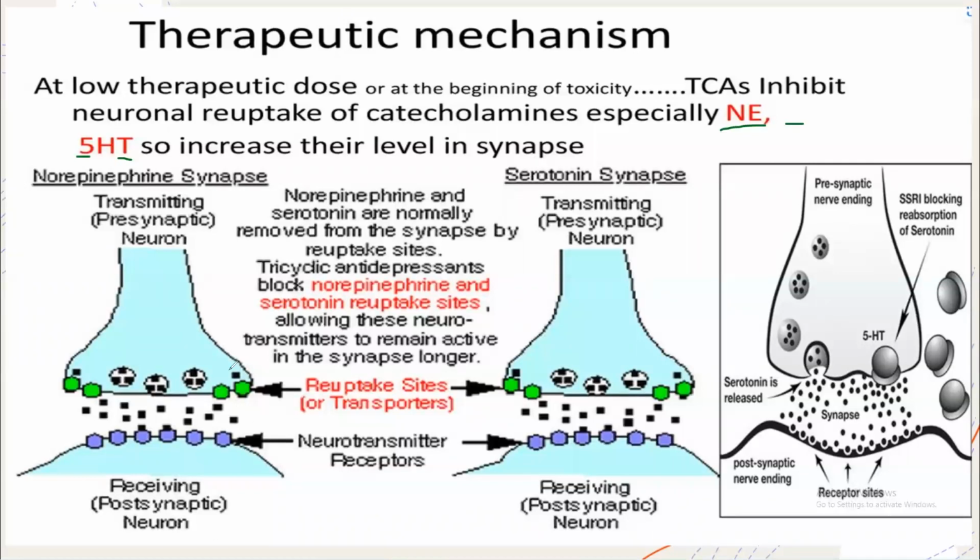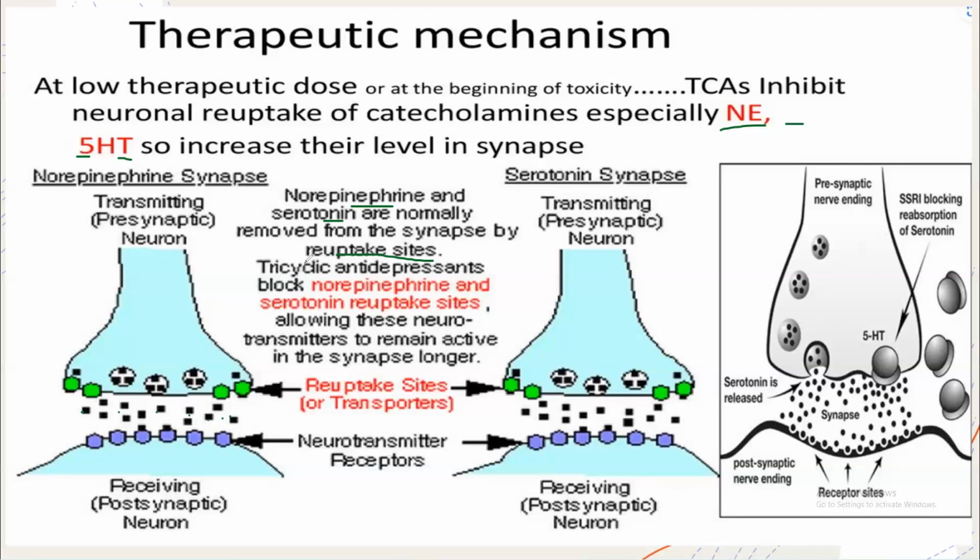Now, in the picture, in the norepinephrine synapse, there is a transmitting presynaptic neuron. In this presynaptic neuron, you can see reuptake sites at the corners down, also called transporters, and underneath is a postsynaptic neuron, which is the receiver. On the postsynaptic neuron there are neurotransmitter receptors. This is all our synaptic cleft. We can see there is more serotonin now, and that's why we are reuptaking it. Norepinephrine and serotonin are normally removed from the synapse by the reuptake sites, which take up the norepinephrine and extra serotonin in the synaptic cleft.